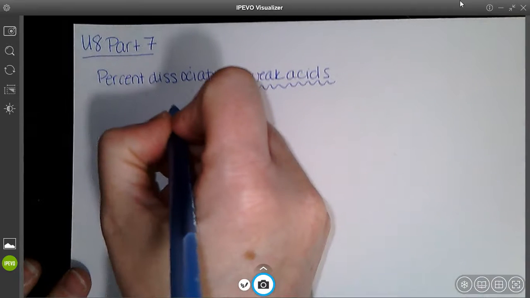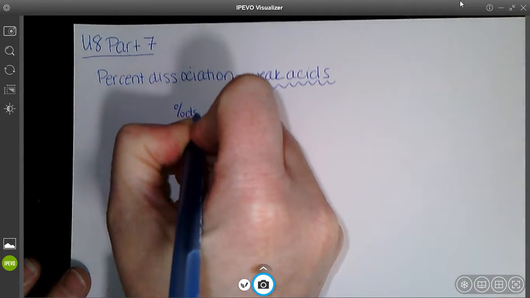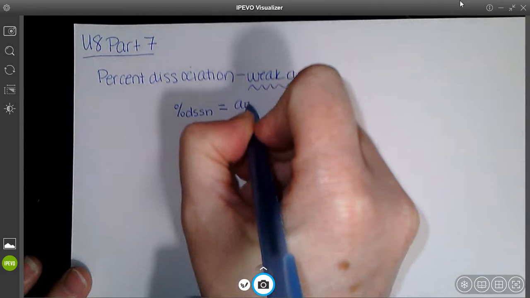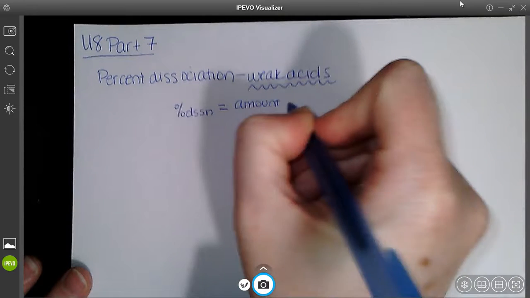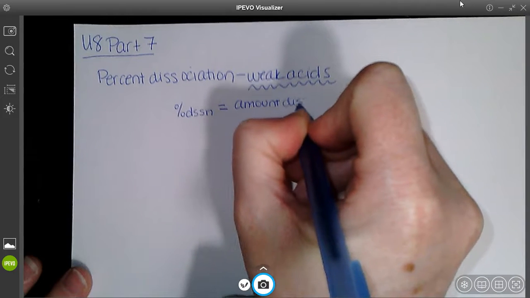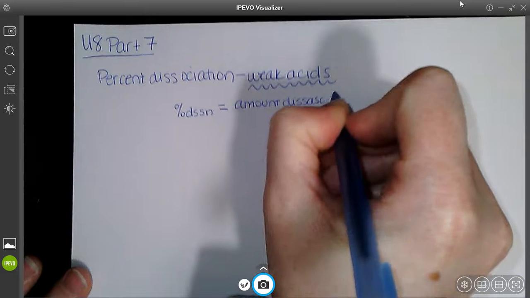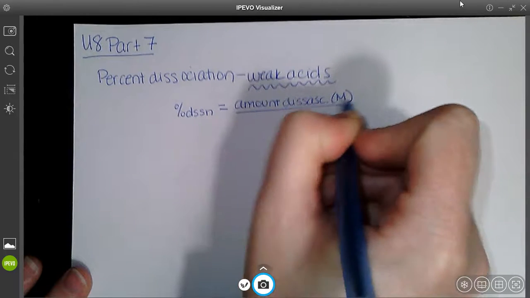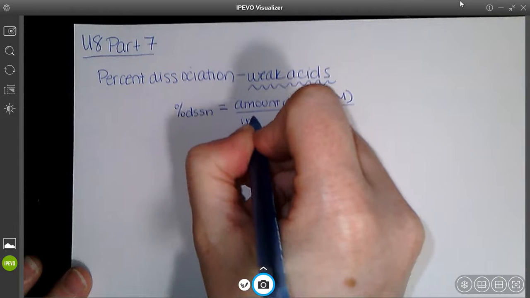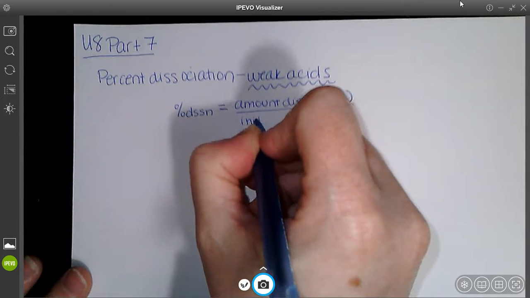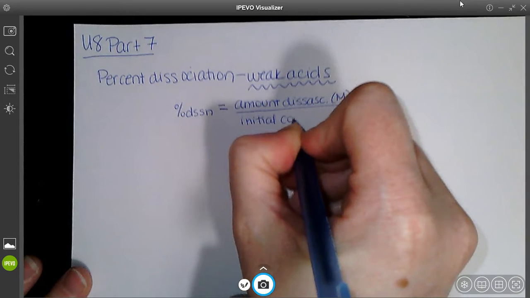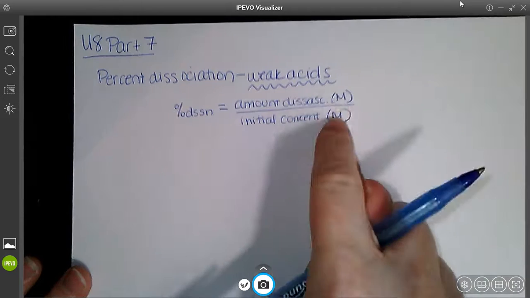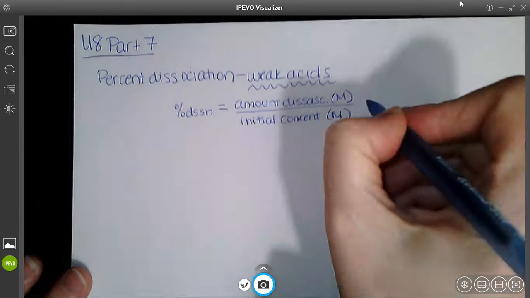So here is our formula. Percent dissociation is amount dissociated, and that's in molarity, divided by initial concentration, and that's also in molarity, so you'll notice those two things cancel out.